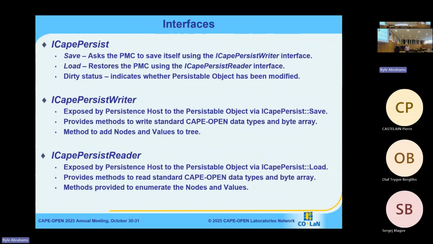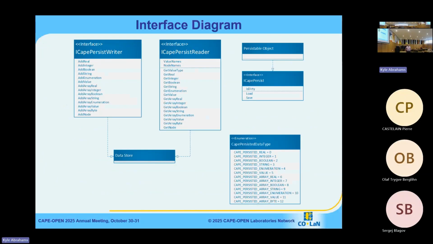We have three interfaces: IKPersist, which has load, save, and you can find out whether the object is in a dirty state. The persistence reader and the persistence writer. The writer allows you to build the tree structure for the data store. The reader allows you to get the information back out of the data store. There's the interface diagrams showing how they interact here.